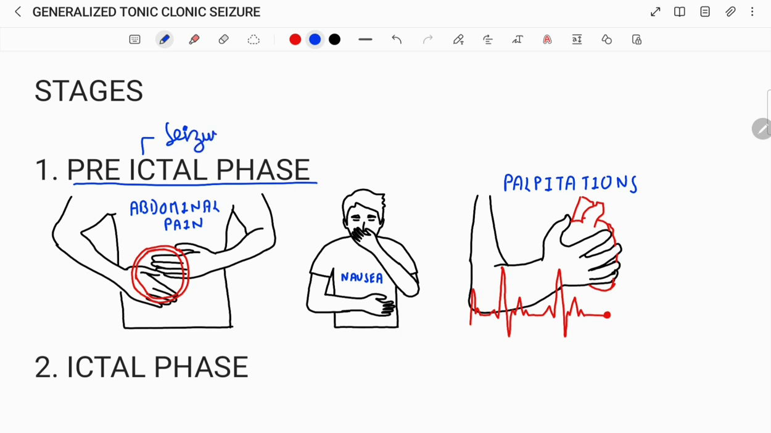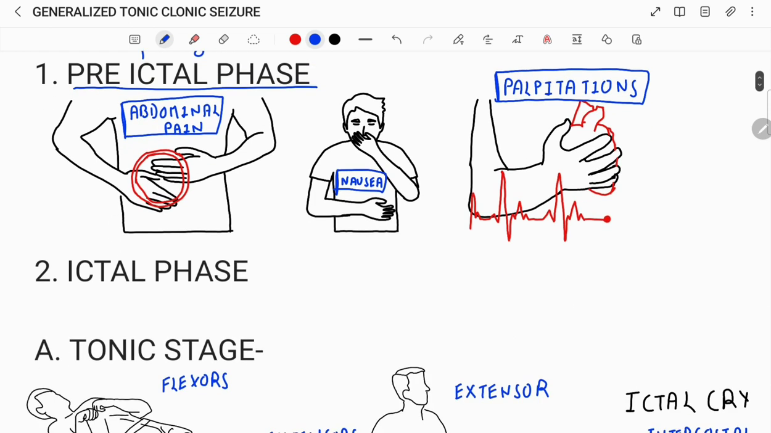So before the seizure starts, the patient can experience symptoms like abdominal pain, nausea, and palpitations, wherein the patient can hear his or her own heartbeat. Next stage is the ictal stage, wherein the seizures actually occur. This stage is further divided into two stages.